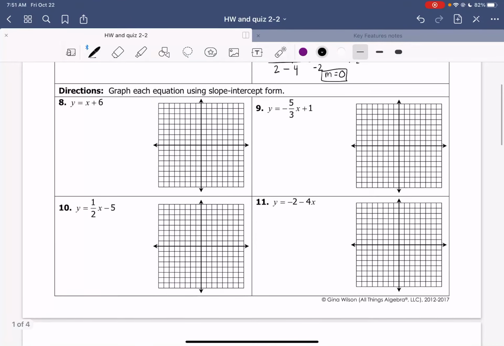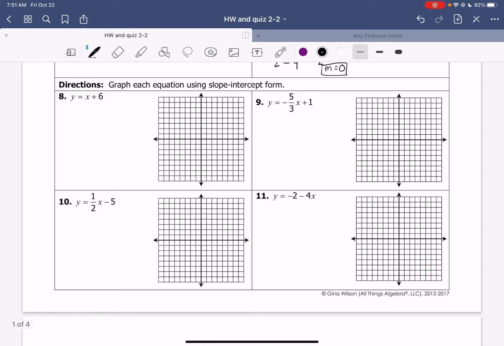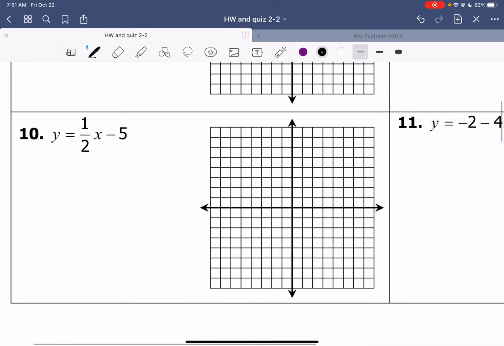The next portion is graph each equation using slope-intercept form. So each of my equations are in slope-intercept form. So I'm going to do number 10. Number 10 next. So again, we're going to start by graphing our y-intercept, which is negative 5. So here's my b, here's my m. So I'm going to go to negative 5.